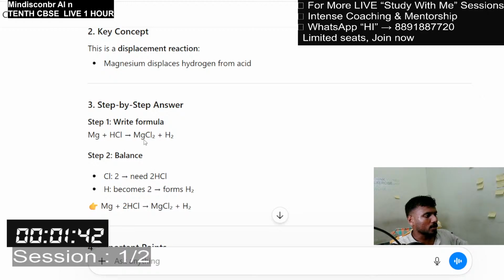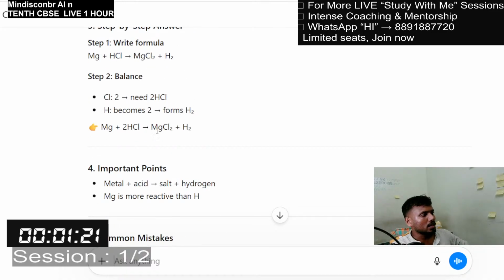Looking at the atoms of magnesium, on the LHS 1, here also 1, so magnesium is balanced. Then coming to chlorine, there are 2 chlorine atoms here, here only 1, so we write 2 HCl, therefore 2 atoms of chlorine. There are 2 hydrogen atoms here, here also 2 hydrogen atoms, so it is balanced. Mg plus 2 HCl gives MgCl2 plus H2.